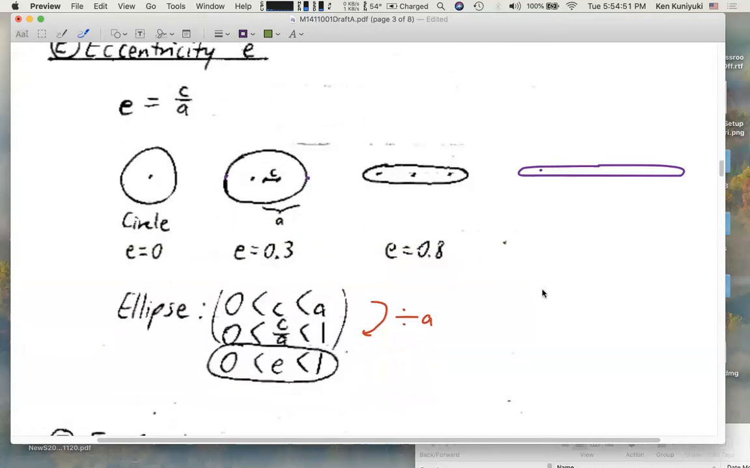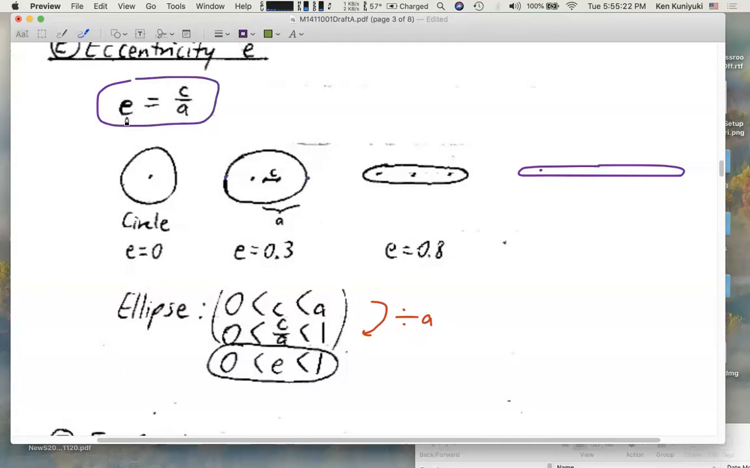So e for an ellipse can be a real number strictly between 0 and 1. Remember that c, the distance between the foci and the center, must be less than a, the distance between the vertices and the center. The foci are closer to the center than the vertices are. So we know c is less than a, and they both have to be positive by definition. If we divide all three parts by a, 0 divided by a is 0. c divided by a is e. That's how we define e, the eccentricity formula.